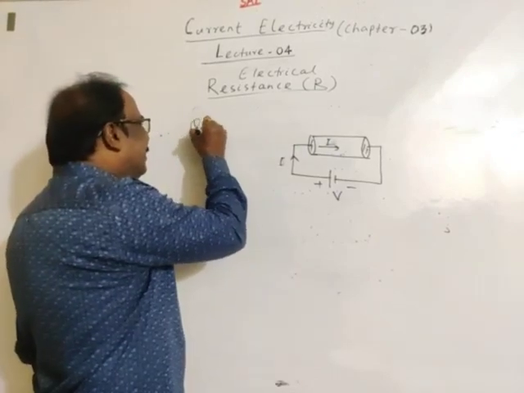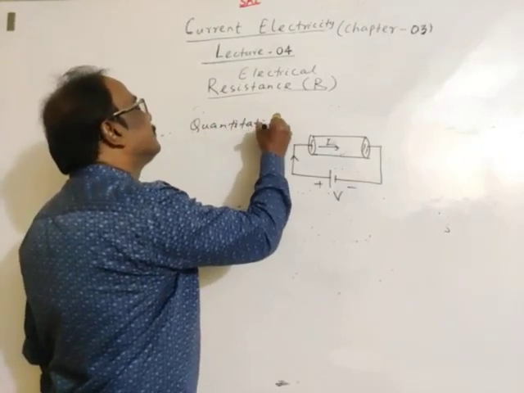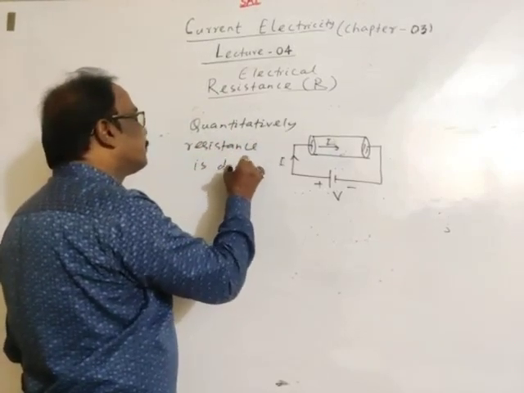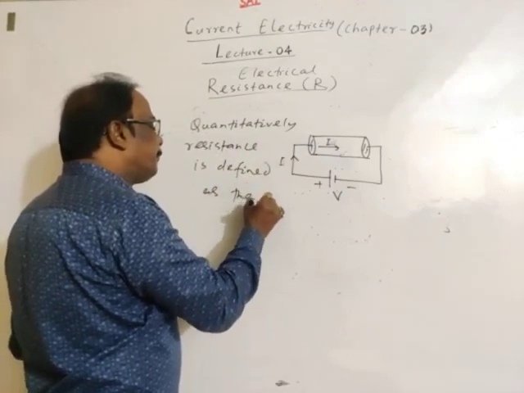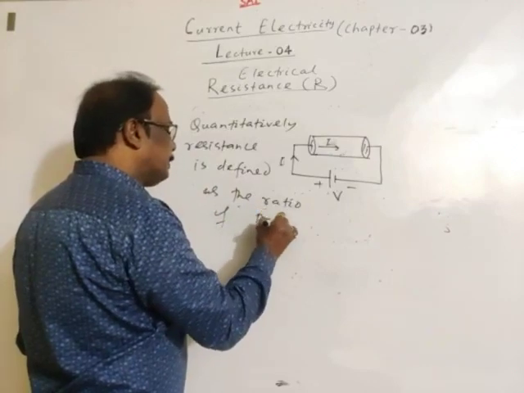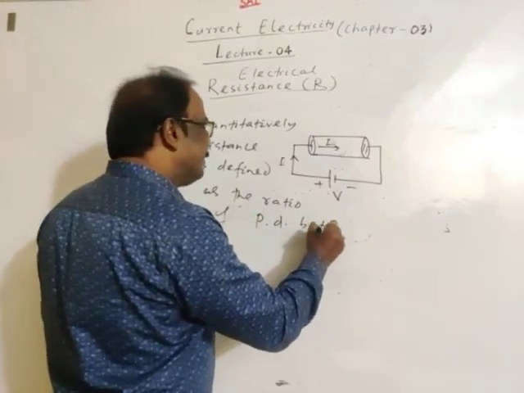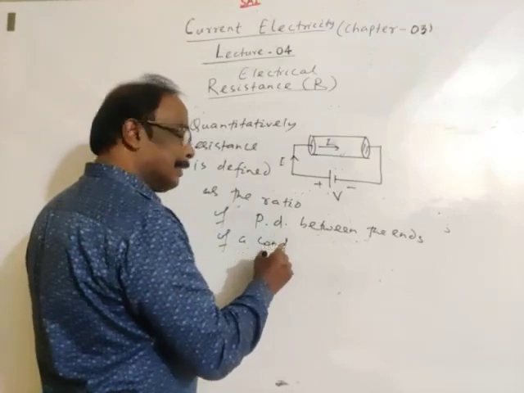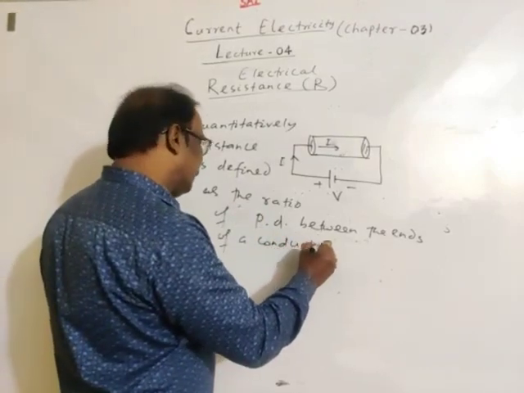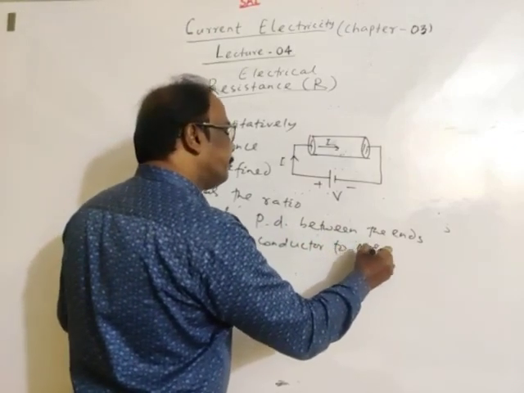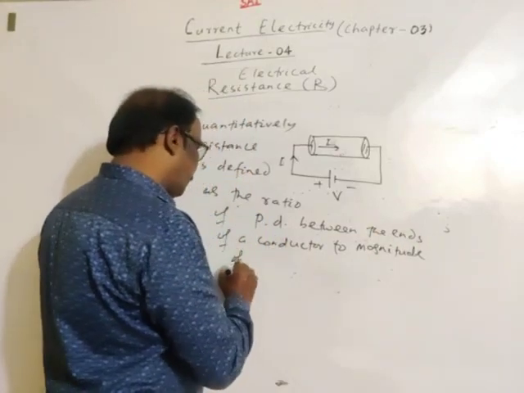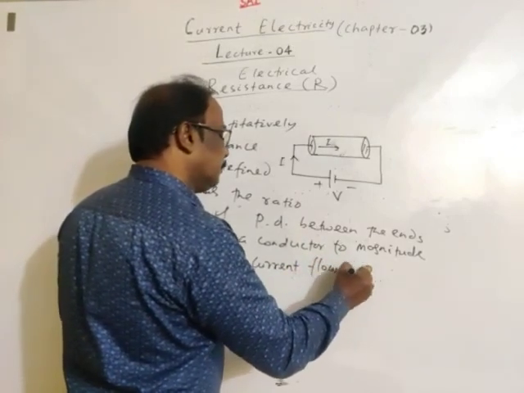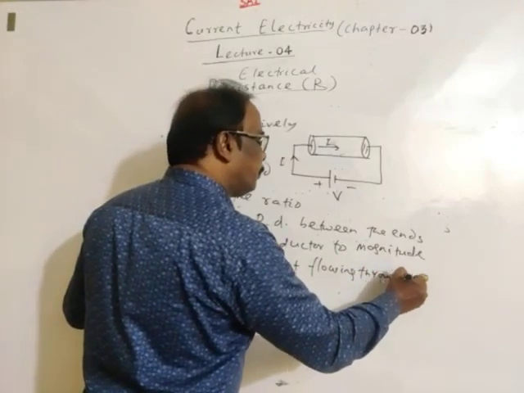Then quantitatively, resistance is defined as the ratio of potential difference between the ends of a conductor to the magnitude of current flowing through it.